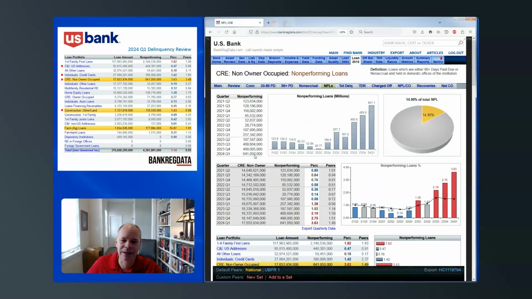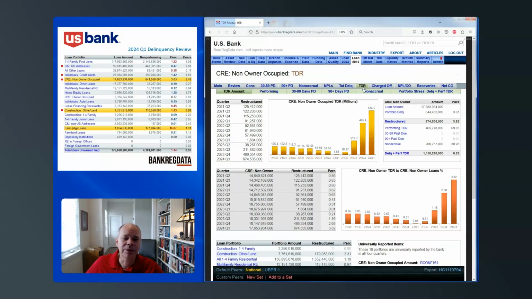So what we're seeing is in Q4, there was a $100 million increase, and then it accelerated in Q1 from $500 million to $641 million. So an additional $141 million of non-owner occupied NPLs. The NPL percentage has gone from 2.19 to 2.75 to 3.63. Let's go take a look at the TDR.